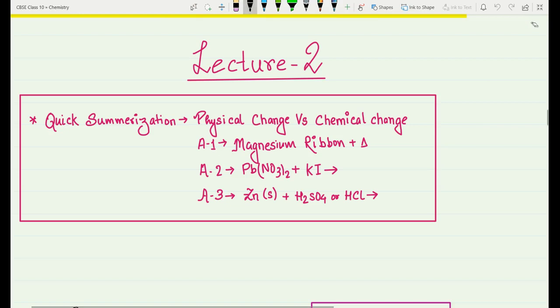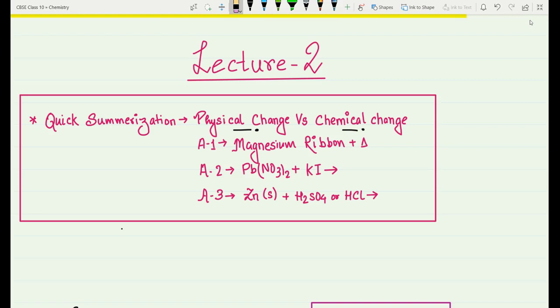The first thing we did was the difference between physical change and chemical change. Physical change is one in which there is no change in chemical properties, only a change of state or form. For example, we took the example of a burning candle. When the candle is heated, the wax melts and transforms from solid to liquid state.